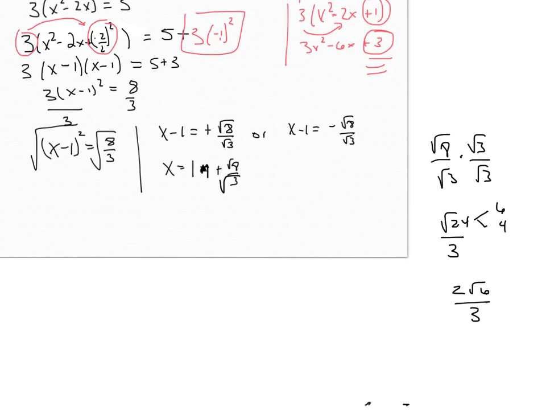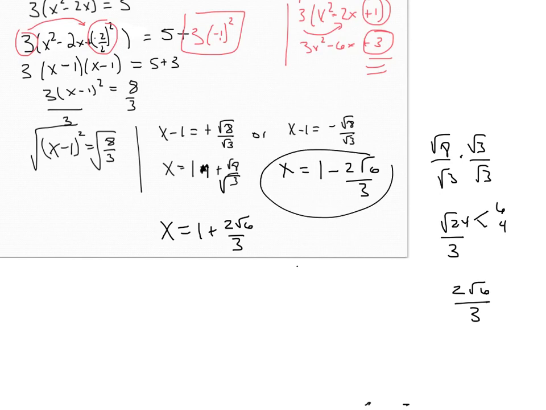Okay? So I have x is equal to one plus 2 root 6 over 3. And this guy I've already rationalized, so I know I'm 1 minus 2 root 6 over 3. And that is our final answer.